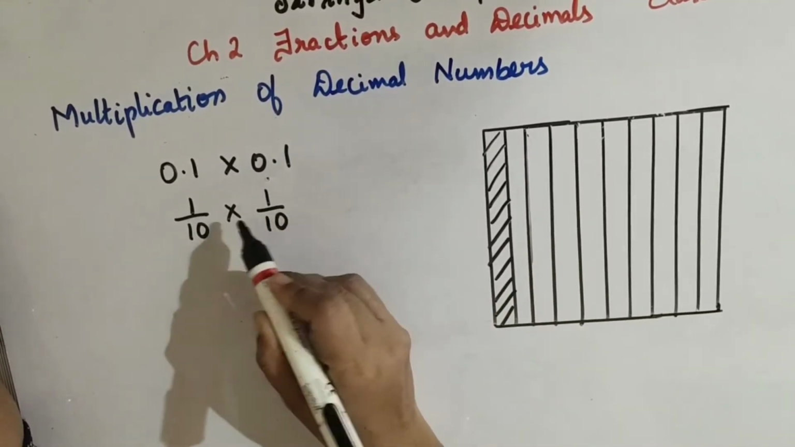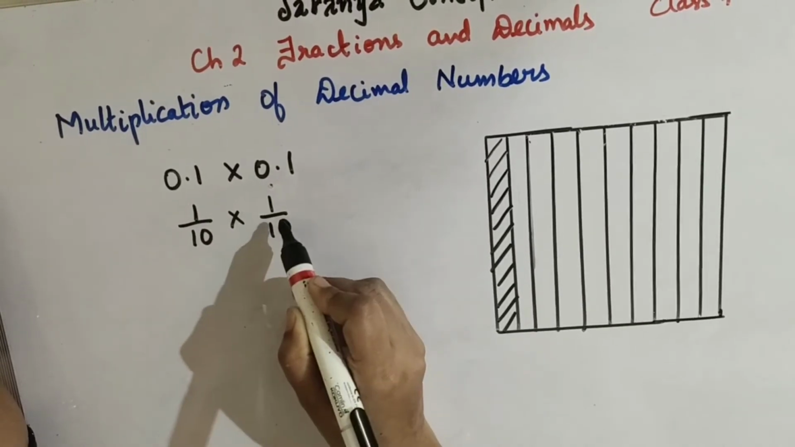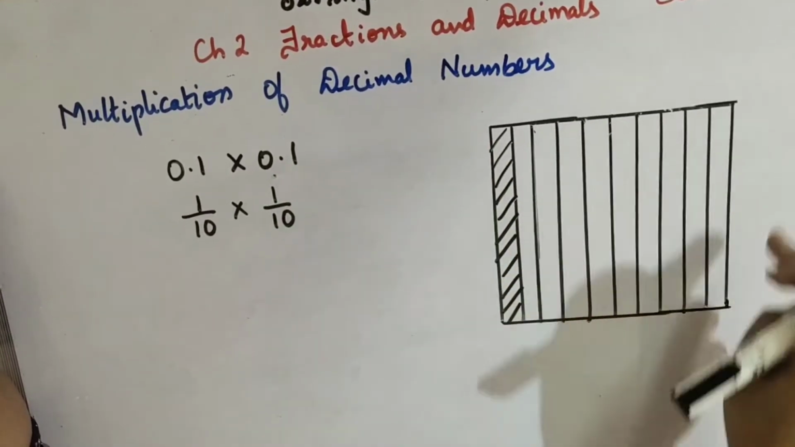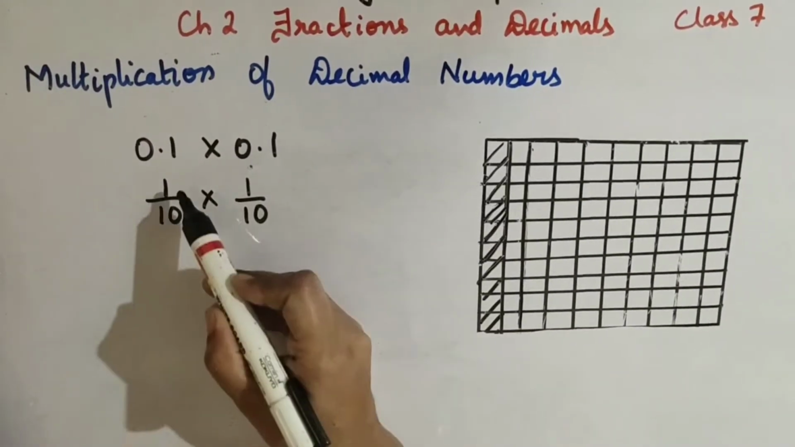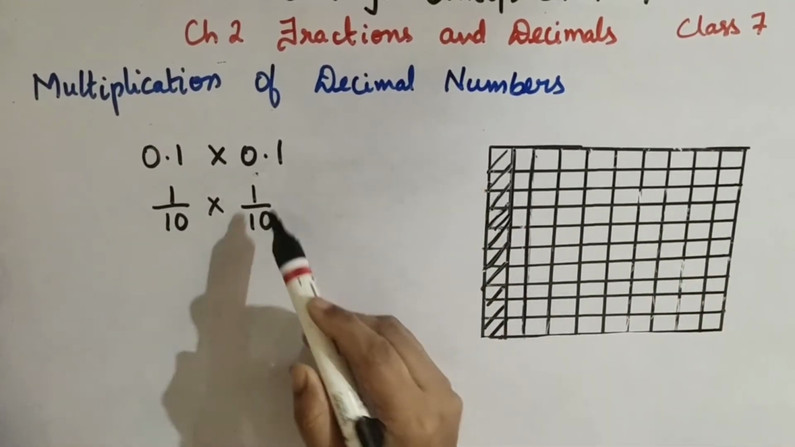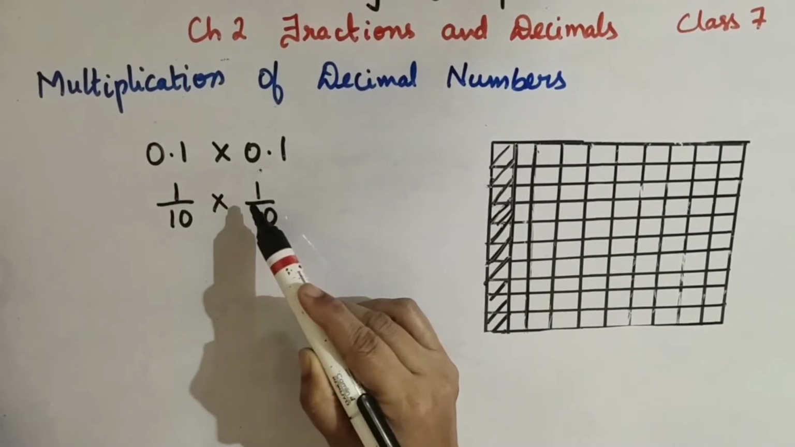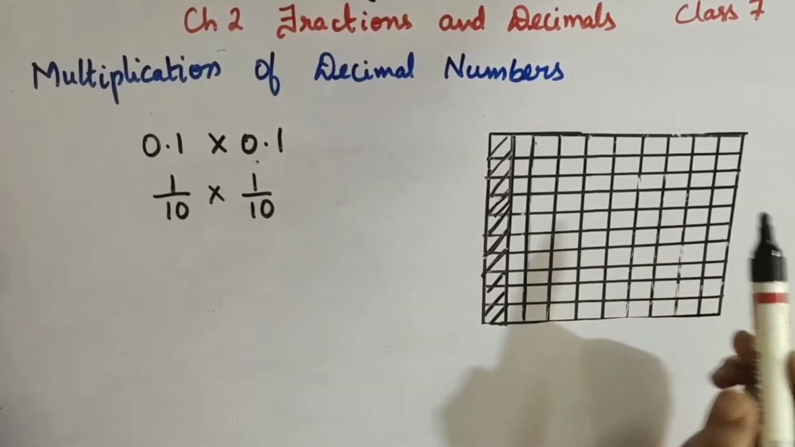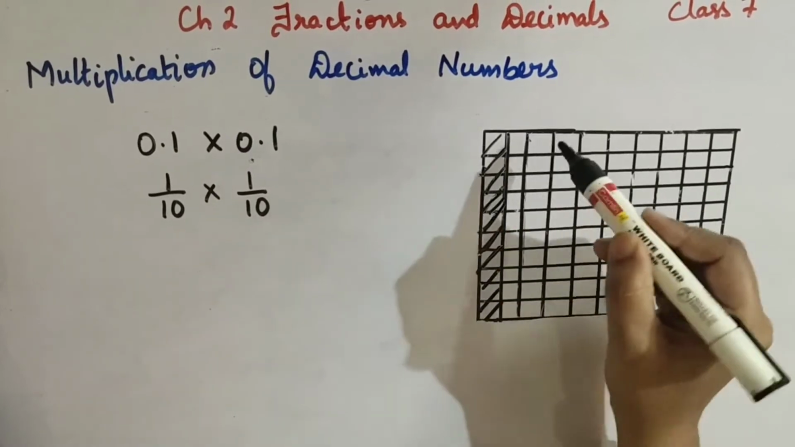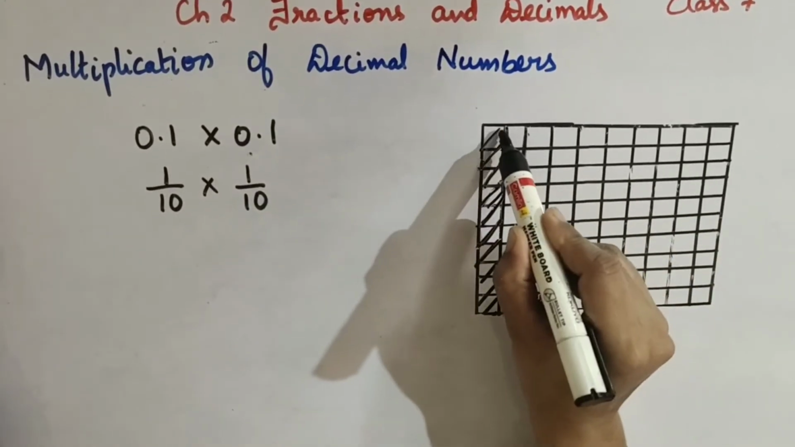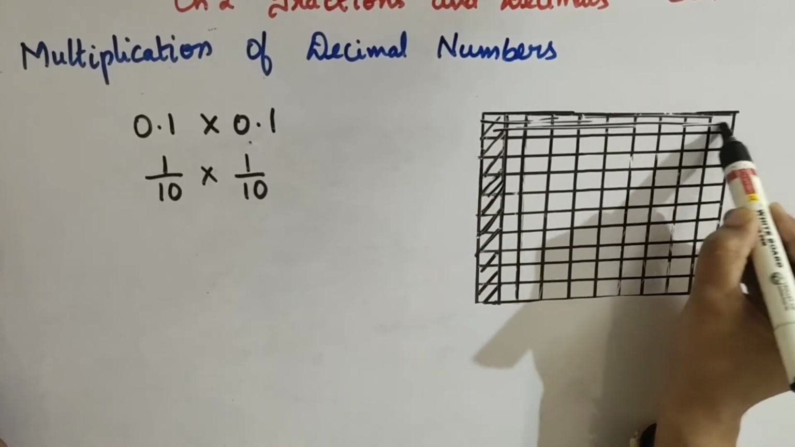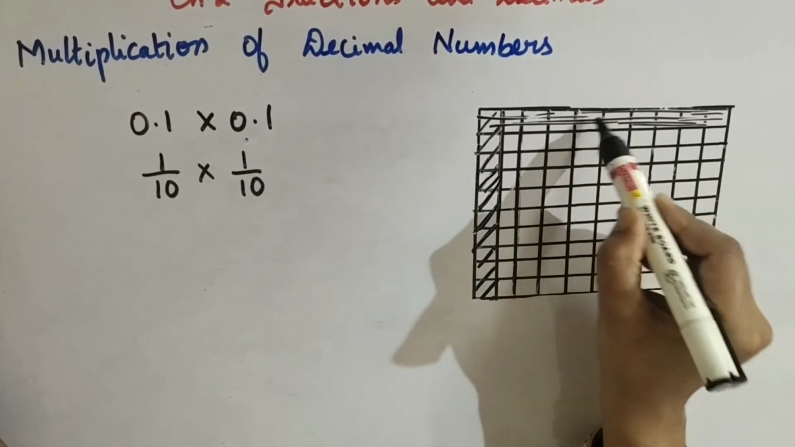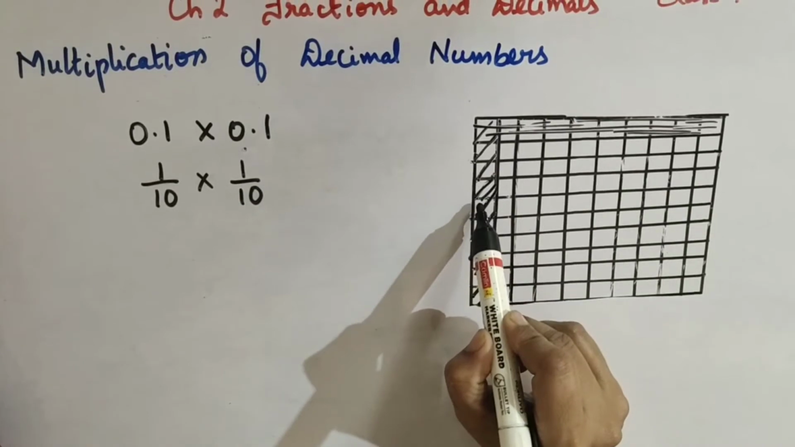Now how about multiplying with 1 by 10? That means we need to again divide this block into 10 parts. So this 1 by 10th portion I have shaded here. For shading the other 1 by 10th portion, I have taken the rows. Now let us shade this 1 by 10th portion, right? So here I will shade this portion. Now this is another 1 by 10th portion. This is the first 1 by 10th portion.